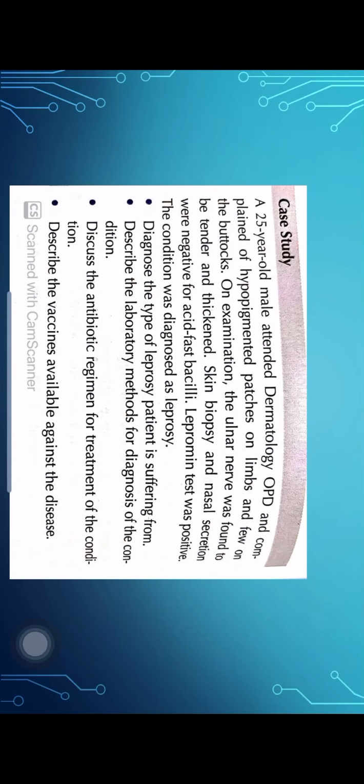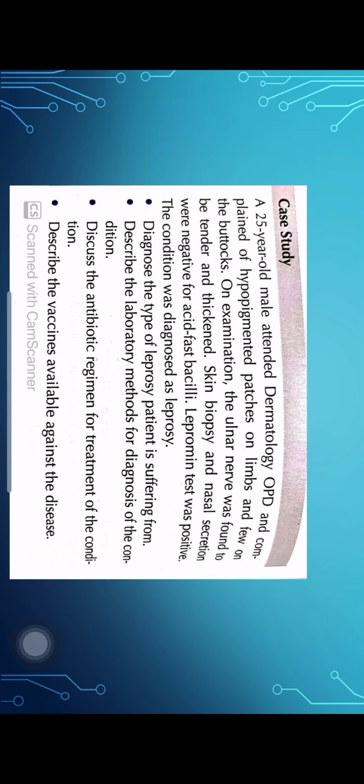Hello friends, in this session we will discuss a case study about leprosy. Let us first read the case. A 25-year-old male attended the dermatology OPD and complained of hypopigmented patches on limbs and few on the buttocks. On examination, the ulnar nerve was found to be tender and thickened. Skin biopsy and nasal secretion were negative for acid-fast bacilli.